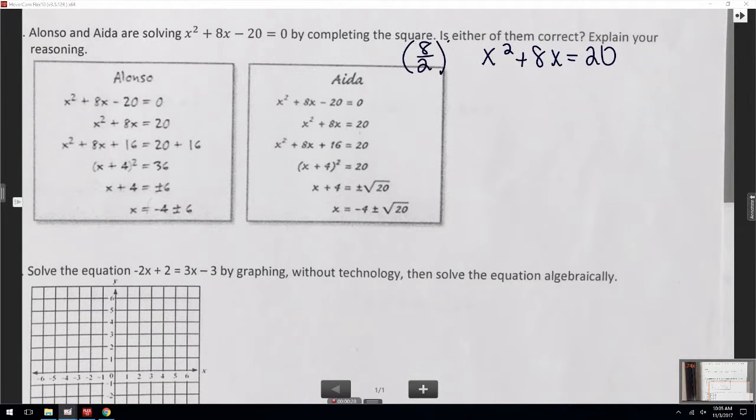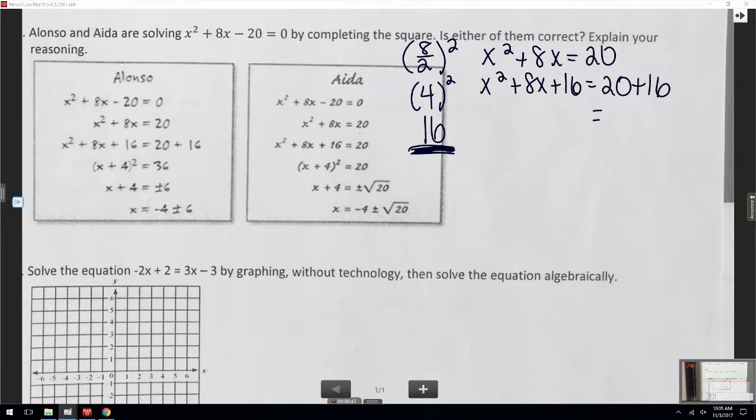Divide the second term by 2 and then square it. You get 4 squared. And no matter how hard the problems get, what do you do every single time with that 16? There you go. And then what's 20 plus 16? Okay. And no matter how hard they get, you get to cheat with the simplified number squared.